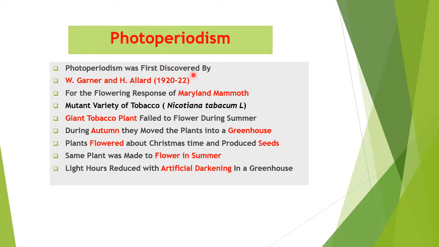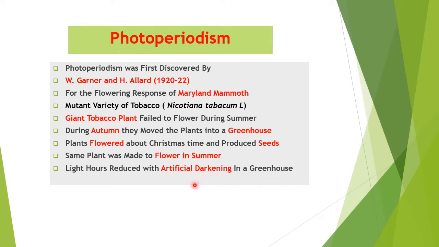It was first discovered by Garner and Allard in 1920 to 22 for the flowering response of Maryland Mammoth. Maryland Mammoth, as you understand, is a mutant variety of tobacco, Nicotiana tabacum, a giant tobacco plant which failed to flower during summer. So what they did, during autumn they moved the plant into the greenhouse, and the plant flowered about Christmas time and produced seeds. The same plant was made to flower in summer when light hours were reduced with artificial darkening in the greenhouse.